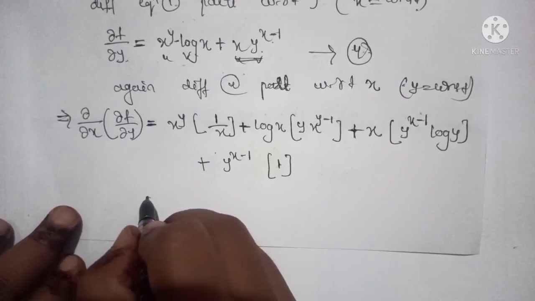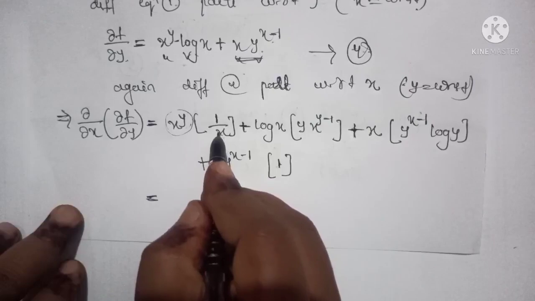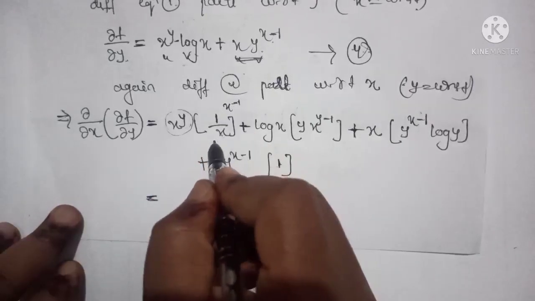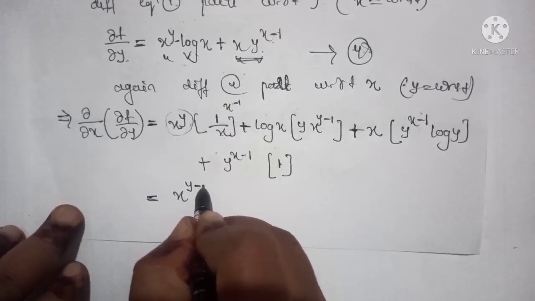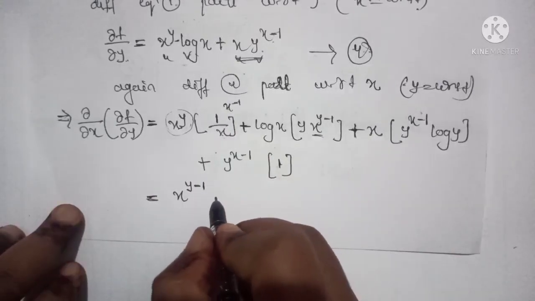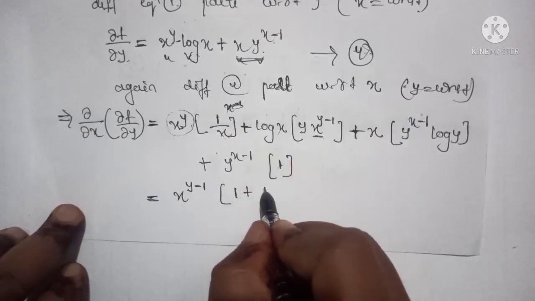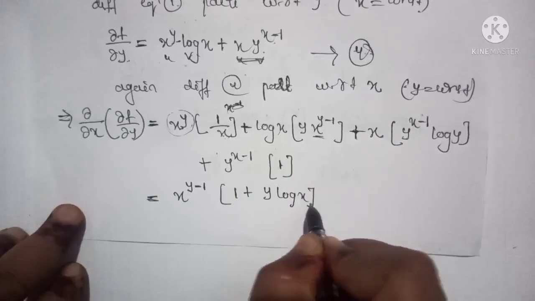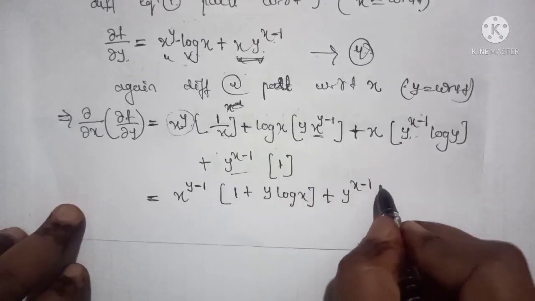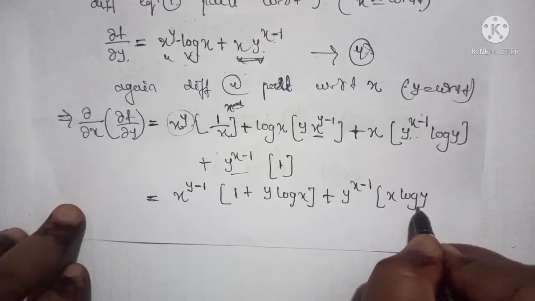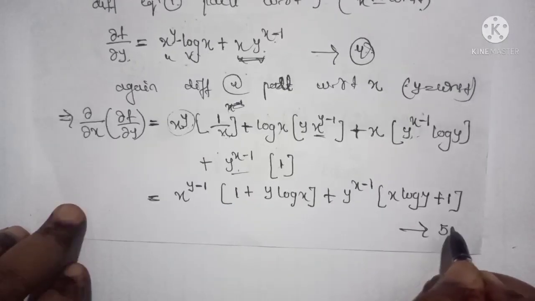Further simplifying, on taking this x to the numerator it becomes x power minus 1. The bases are the same, so powers can be added, we get x power y minus 1. Here also we have x power y minus 1, it can be taken outside as common. So here you will get 1 plus y log x, plus here we can take y raised to x minus 1 common from these two terms, we get x log y plus 1. Consider this as equation 5.